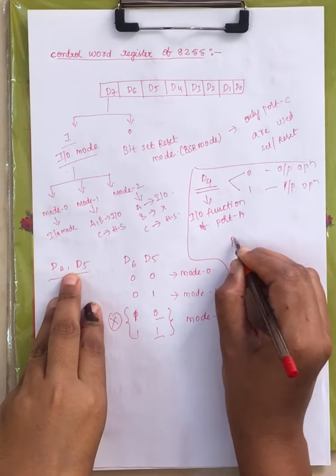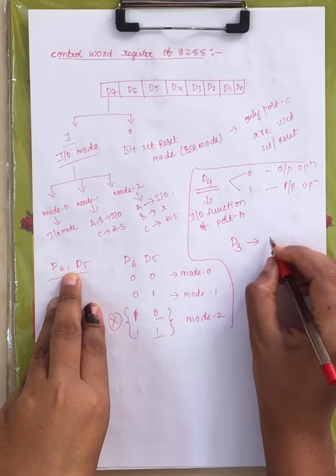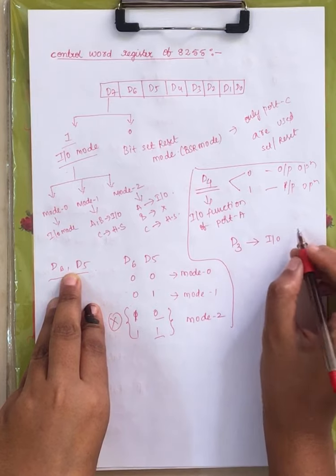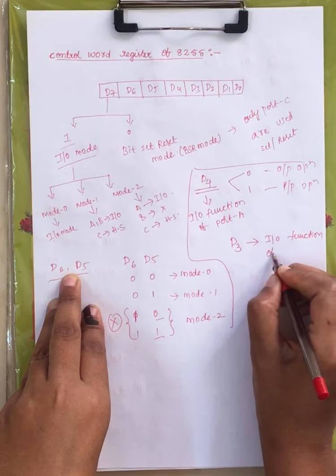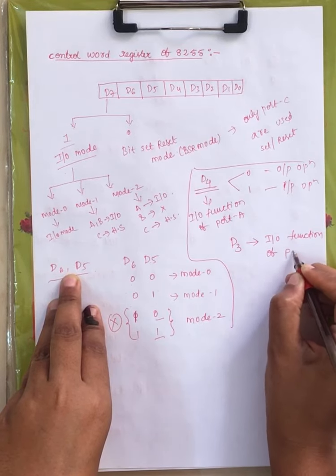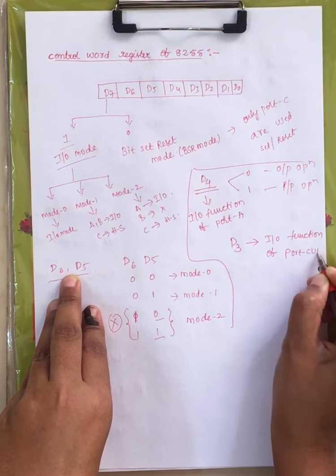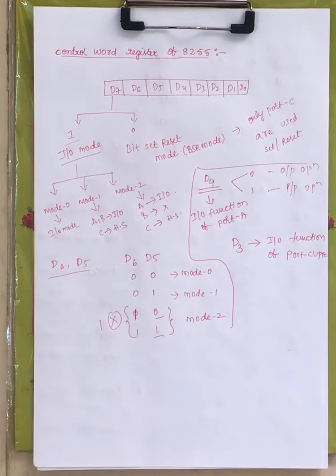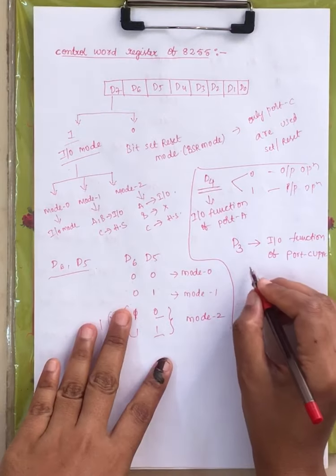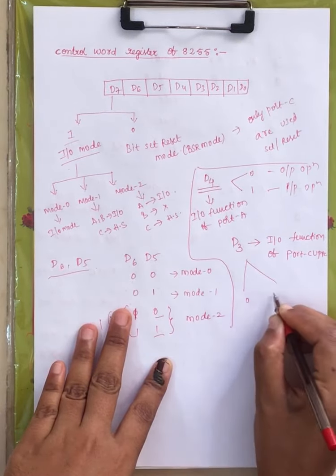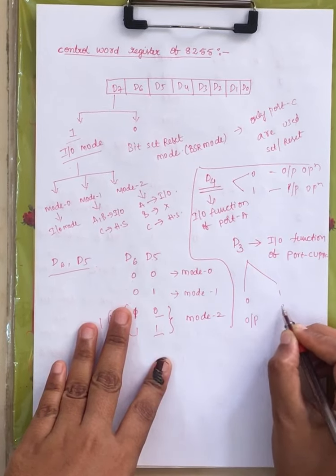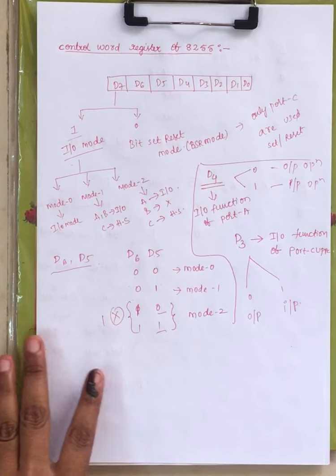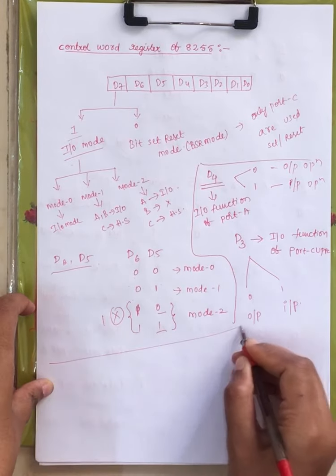Now coming to the D3 bit. D3 specifies the IO function of port C upper. Now this may be logic 0 or logic 1. For logic 0, it indicates output operation. For logic 1, it indicates input operation. Now that is about the D3 bit.